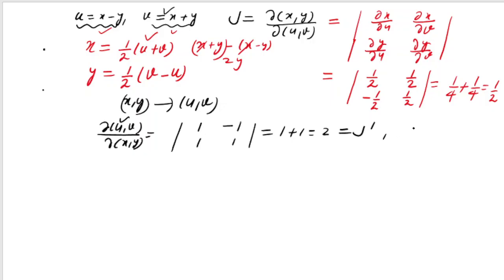So what is J? You know that J into J dash is equal to 1, so J is equal to 1 by 2. So I hope if you have seen the Jacobian video, you might be aware that these two are related. So del xy by del uv into del uv by del xy is equal to 1. Okay, anyway, so now let me write the original problem.